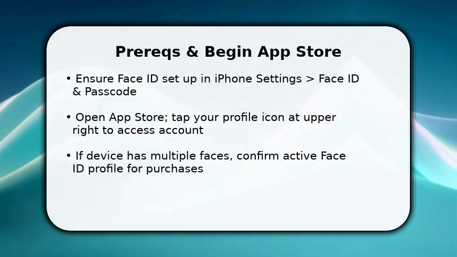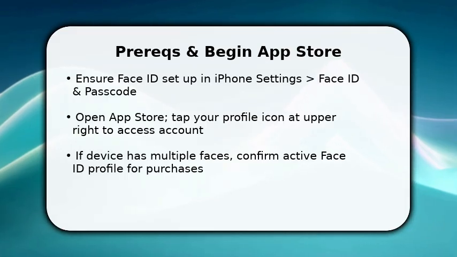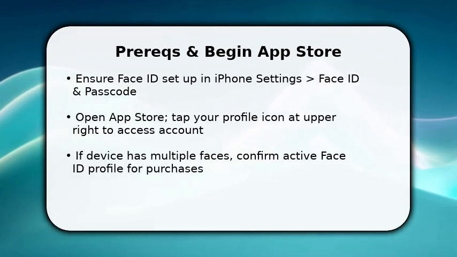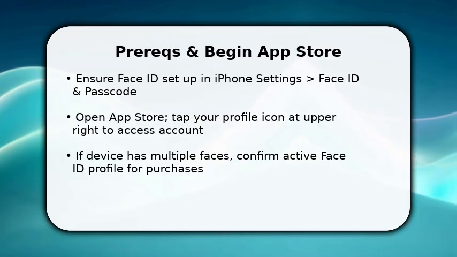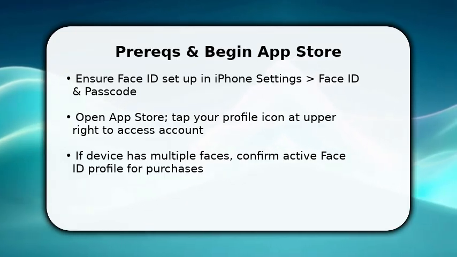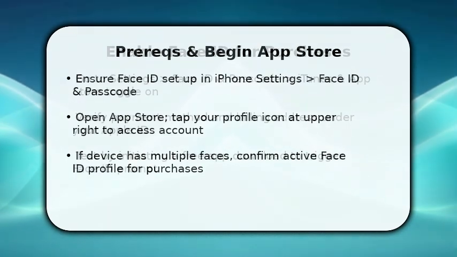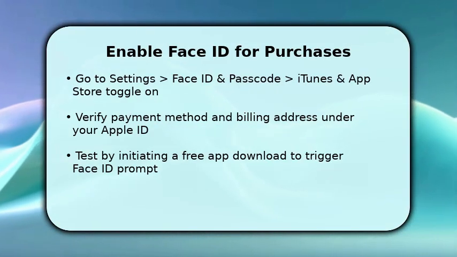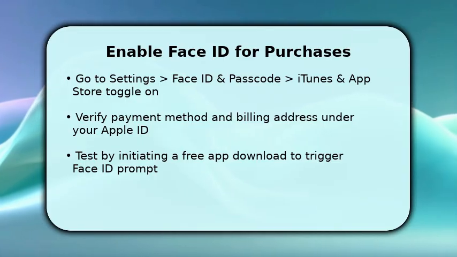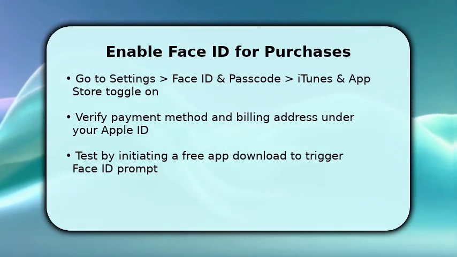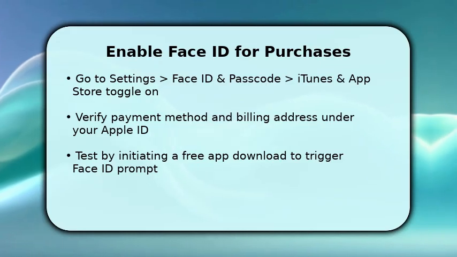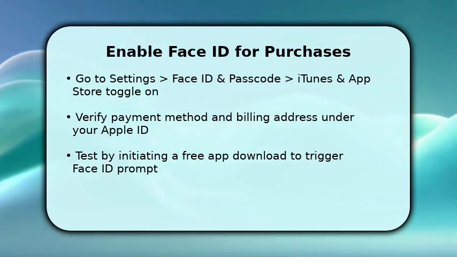If you have alternate faces enrolled, pick the primary profile for purchases. This prevents misrecognition when you authorize downloads or in-app purchases. Now enable Face ID specifically for App Store purchases. Go to Settings, open Face ID and passcode, then toggle on iTunes and App Store. Once enabled, review your Apple ID payment method and billing address to avoid purchase rejections.